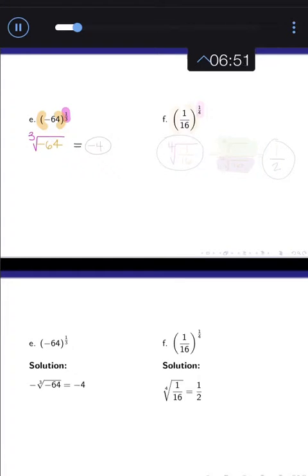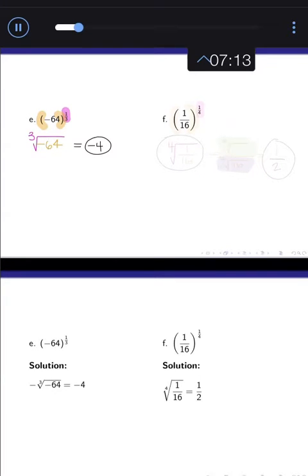Well, luckily when we have odd roots, if you multiply a negative number by itself an odd number of times, it will stay negative. So on this one, what negative number multiplied by itself 3 times gives us a -64? Well, that's just the number -4. So that's our solution.